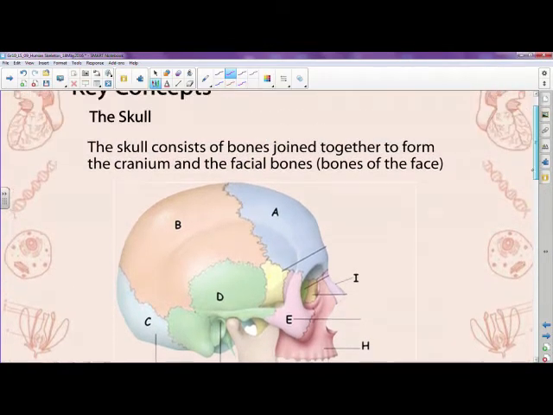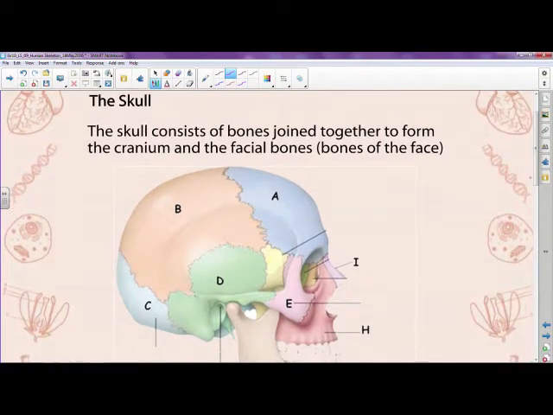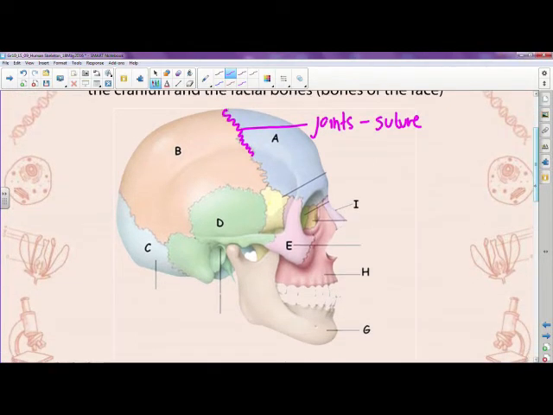big bone. If you have a look here, all of these little lines are joints, and we're going to look at joints next week. We call those sutures. So in actual fact, what your skull is made up of is a whole lot of bones that have joined together.